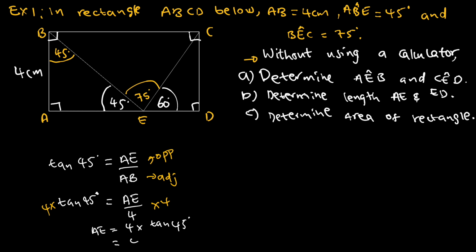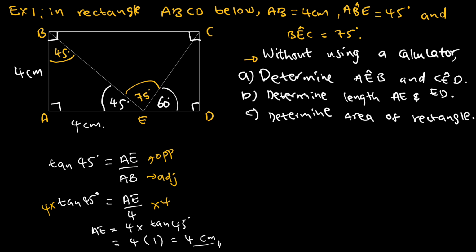Now tan 45 is equal to 1, so I'm going to put 1 there. So my answer will be 4 centimeters. Don't forget to put the unit right there. That means AE is 4 centimeters. Now moving on to the second part of the question.